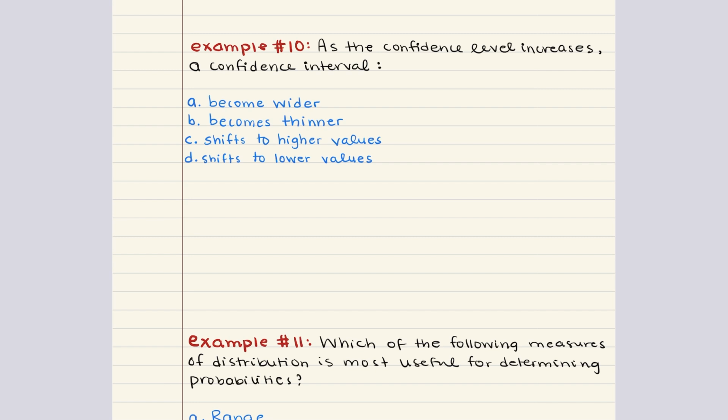Now, as the confidence level increases, we aim to be more certain that the interval contains the true parameter. To achieve this higher certainty, the confidence interval must account for more potential variability, which results in a wider interval. This ensures that even with more variability, the interval is likely to include the true value, which means that the correct answer for problem 10 is A.